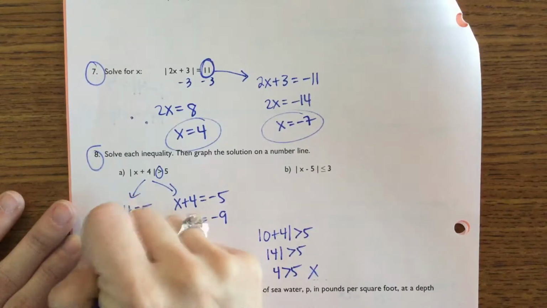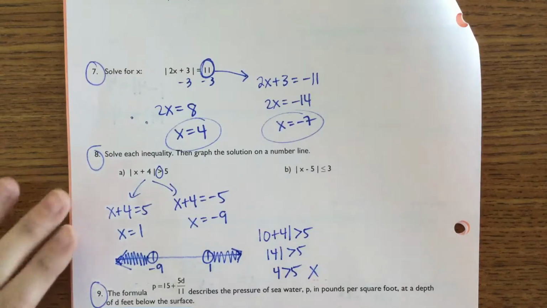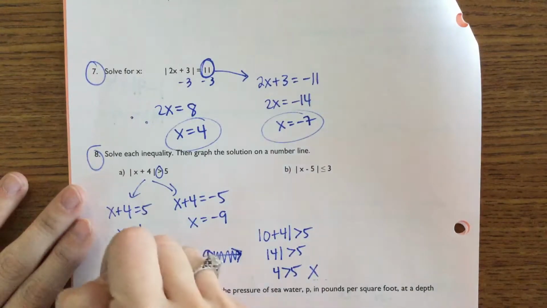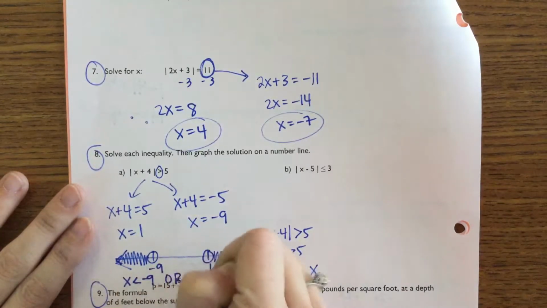Okay, when we were in this chapter, most of you did well up until this point, and then you said, great, I'm done. You are not finished. Why not? You have to write an inequality. Do you remember that? Is this an and or an or? Or. Or is outside and and is in between. So we're going to have x is less than negative 9 or x is greater than 1.